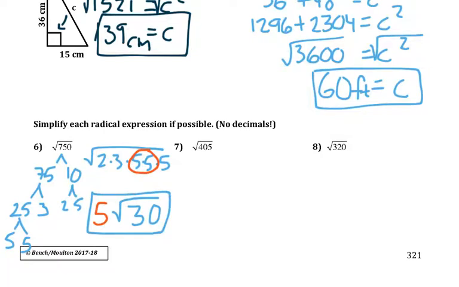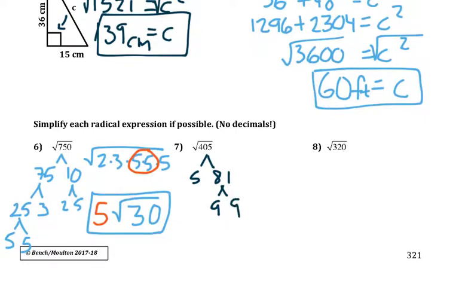All right, number 7. So we have the square root of 405. So again, we're going to find the prime factorization. And since it ends in 5, I know it's divisible by 5. So I'm going to take 405 divided by 5, that's 81. And 81 is divisible by 9. So 81 divided by 9 would be 9.